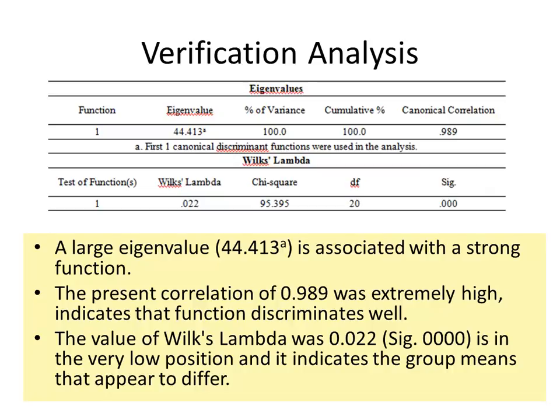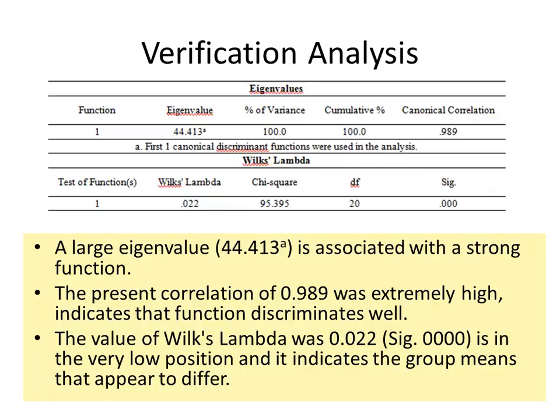The analysis revealed that the discriminant function had an eigenvalue of 44.413 with a canonical correlation of 0.989. An eigenvalue indicates the proportion of variance explained: between-groups sums of squares divided by within-groups sums of squares. A large eigenvalue is associated with a strong function. From these values, the function in this study is very strong.